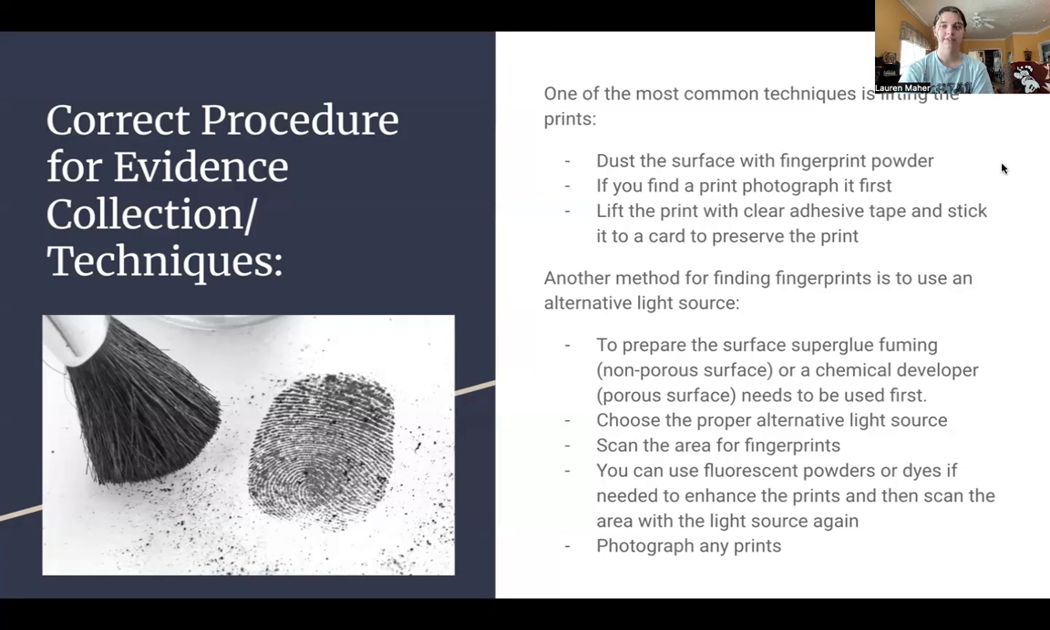Another method for finding fingerprints is to use an alternative light source. To prepare the surface, superglue fuming you can use for non-porous surfaces, or chemical developer for porous surfaces need to be used first. Then choose the proper alternative light source. Next, scan the area for fingerprints. And then you can use fluorescent powders or dyes if needed to enhance the prints, and then scan the area with the light source again and photograph any prints that are found.